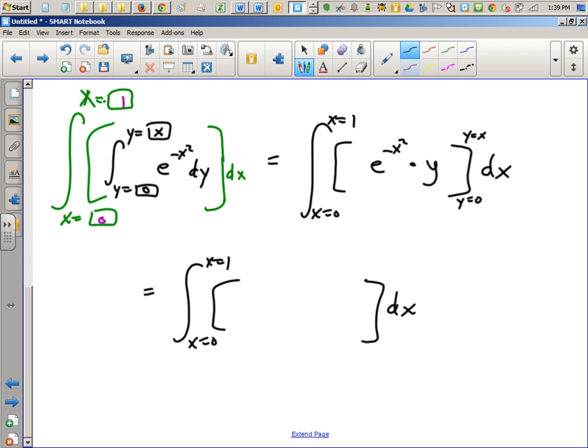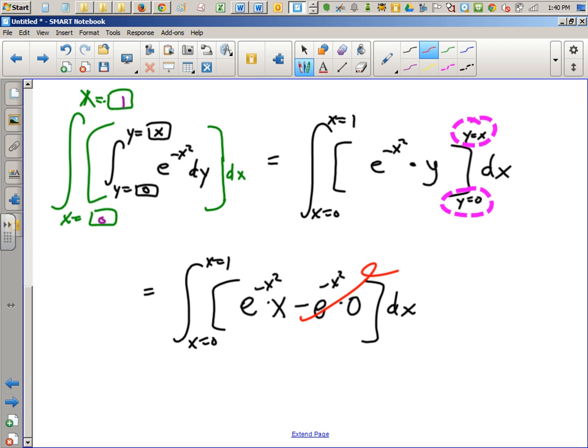These are being substituted in for y, and then we're going to subtract. So first we're going to make our y x. And this is going to read e to the negative x squared times x. And then we're going to do e to the negative x squared times 0, which of course is just 0. So this thing really cleaned up for us.